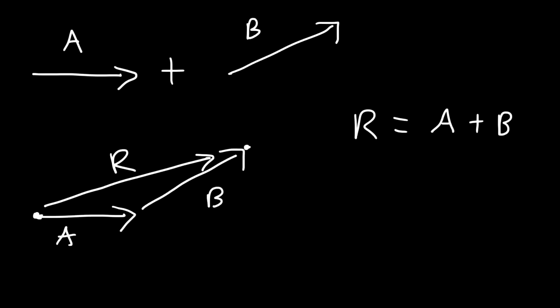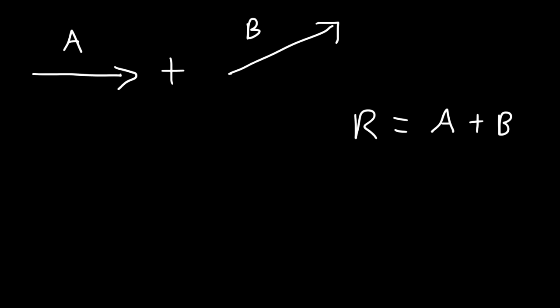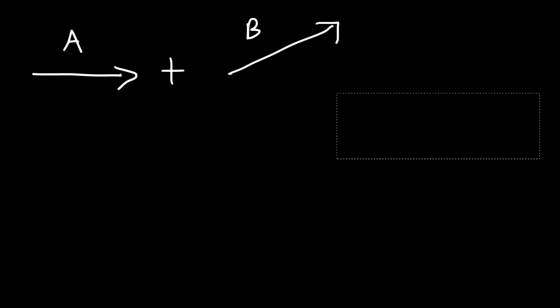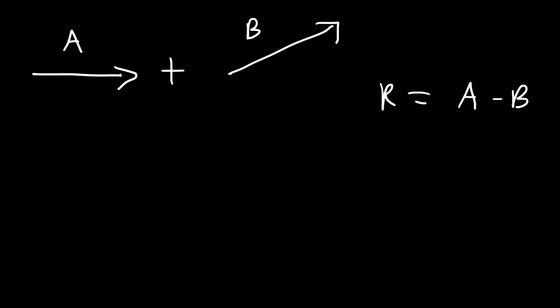Now, let's say we want to draw the resultant vector where R is A minus B instead of A plus B. So we wish to subtract the two vectors instead of adding them. If you wish to perform a vector subtraction, the first vector you can keep the same because it didn't change. It's still positive A. Now we're adding negative B to it.